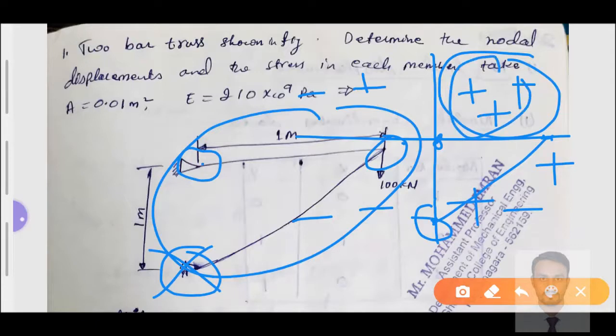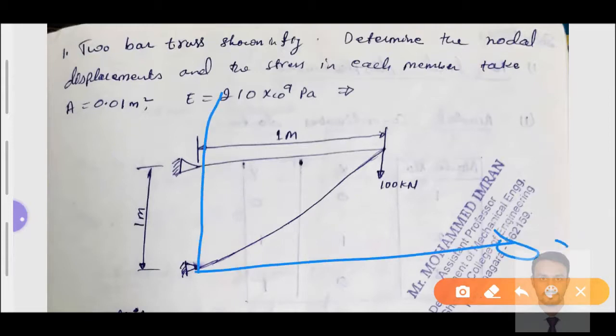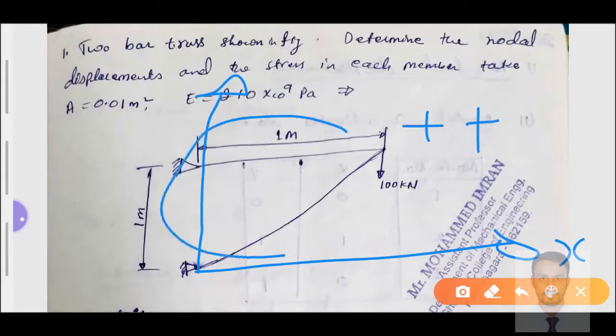So we need to bring all the nodes' values into a positive coordinate, which means we need to identify from where to start in a given problem. First I need to identify from where to start. I'll draw an x and y axis from here, so that all characteristics will come in positive values. So I need to start from here.